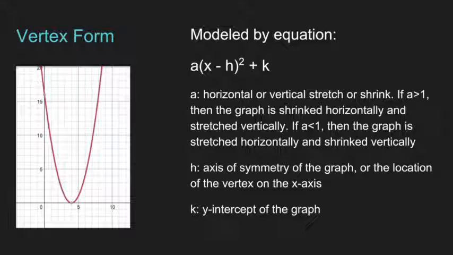Vertex form is modeled by the equation a(x minus h) squared plus k. A is again the stretch or shrink. H is the axis of symmetry of the graph, or the location of the vertex on the x-axis, and k is the y-intercept of the graph.